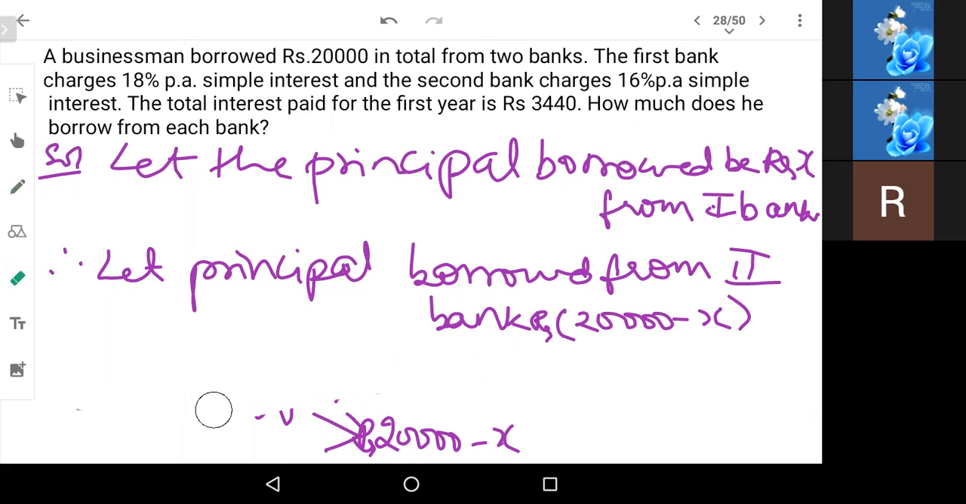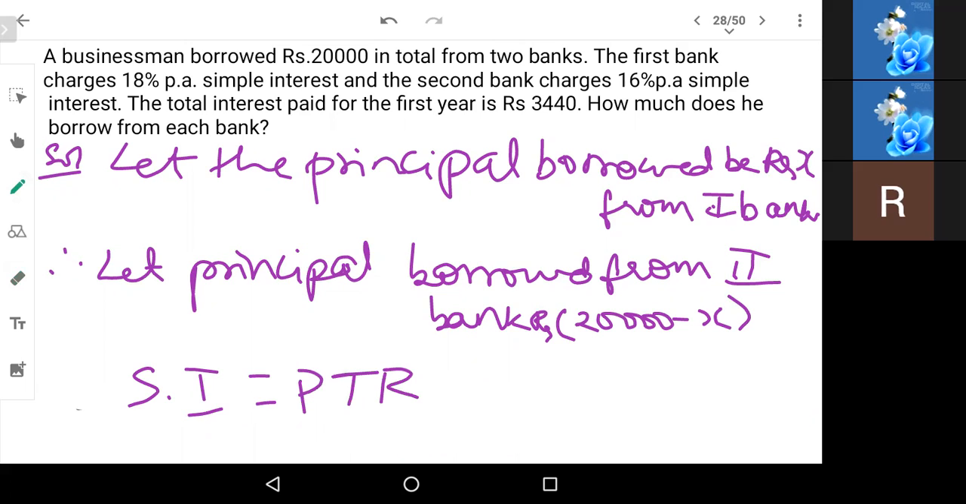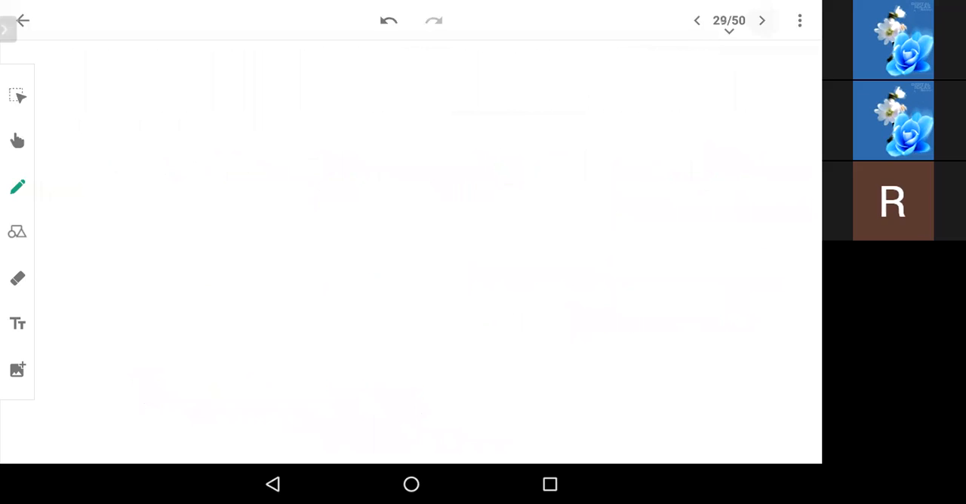So that will be the first derivation. Now, since it is a simple interest problem, let us write down the formula PTR by 100. Now we know separately how much was the interest amount charged by each of the bank. Now let us try to put that into the formula and find out how much interest was charged.